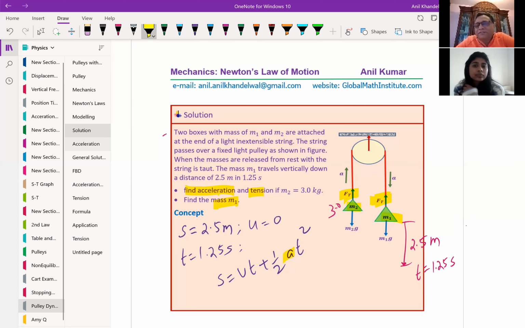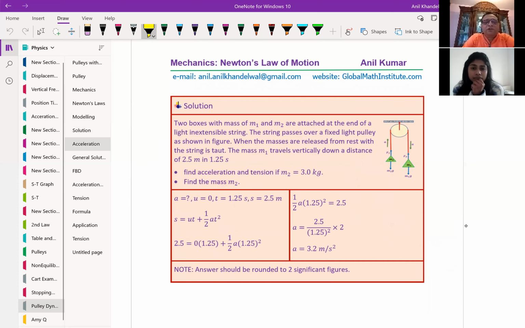So I have done exactly what you said. We know we need to find acceleration. The initial velocity is 0 since they are released from rest. And during this time of 1.25 seconds, it travels a distance of 2.5 meters, using the formula S equals UT plus half AT squared, substituting the values and then isolating A. Using the calculator, you find the acceleration as 3.2 meters per second squared. Get the idea? So this is our first part.